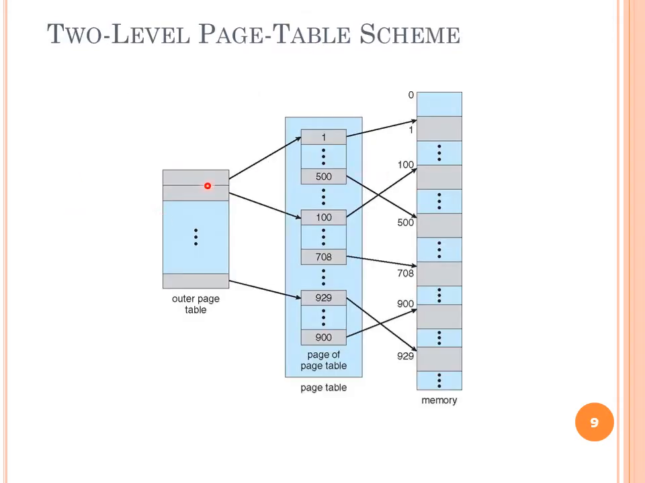So here this is the outer page table. It has an entry to one level of page tables, which is called the inner page table, and here we actually have the pages stored. So level 1 and level 2, so it is known as a two level page table scheme.